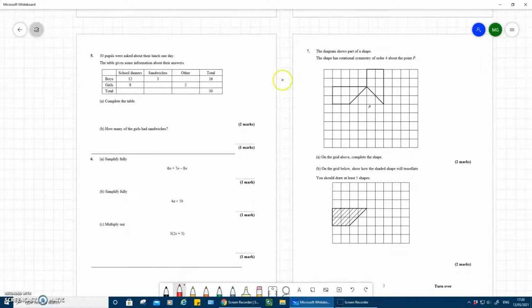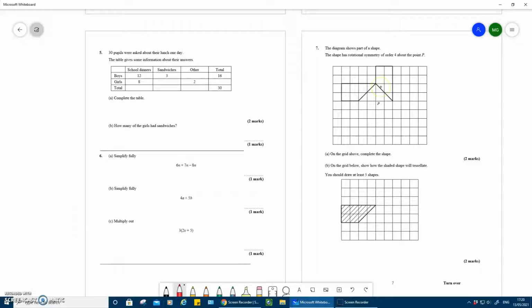Question number 5. Complete the table. It's a two-way table. You've got to look for one where there's a gap. So 12 and 3 is 15. That must be a 1 to make 16. 1 add 2 makes 3. We've now got 14 here because 16 plus 14 makes 30. 8 and 2 is 10, must be a 4 there. 3 and 4 is 7. 12 and 8 is 20. We've got a little check. 20 add 7 add 3 equals 30. How many of the girls had sandwiches?